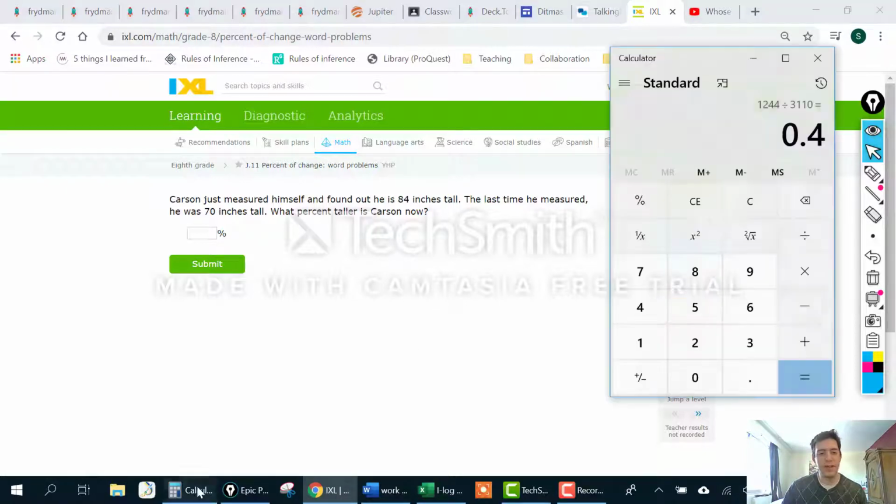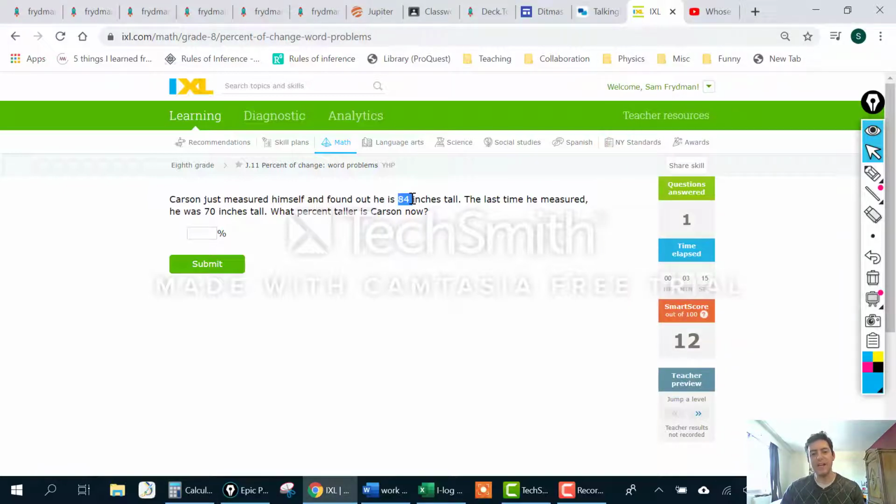So the first thing that we'll ask ourselves for a percent of change problem is, what's the difference between these two values? So 84 minus 70, well, that's just 14. And then take this difference and divide it by the original value. So you have to read the problem to figure out what the original value is. It's not just the number that comes first in the problem. Even though in this problem, the number 84 came before the number 70, that's not how you do it. You have to actually read the problem.